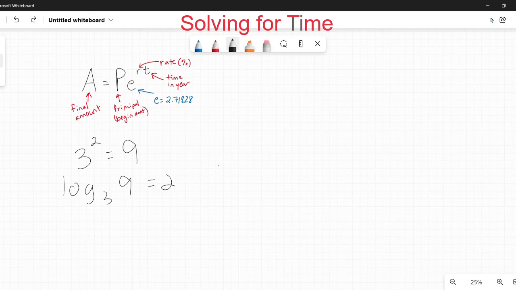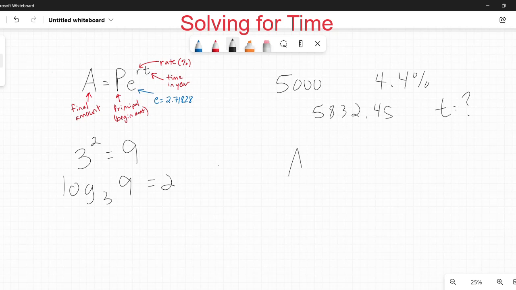All right, here's our final problem. If I invest $5,000 into an account that compounds continuously at 4.4%, and when I take my money out, I have $5,832.45. How long was my money in there? I want to know the time. How many years? How long was it in there?